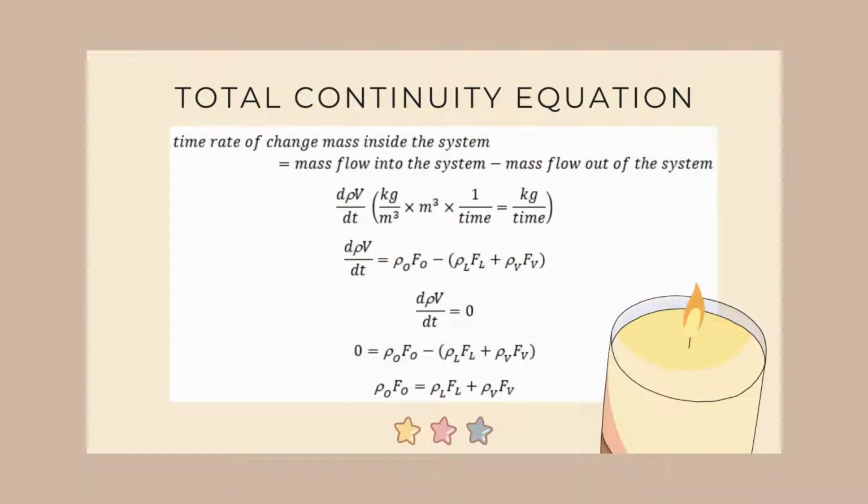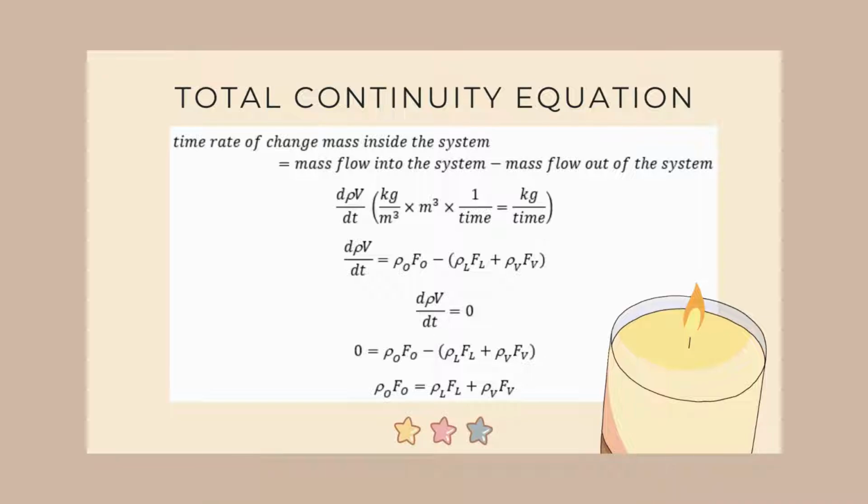To develop the total continuity equation, first we must start with the general equation, which is that the time rate of change of mass inside the system is equal to the mass flow into the system minus the mass flow out of the system. In order to obtain the correct unit, the density must be multiplied by the volume and divided by time.